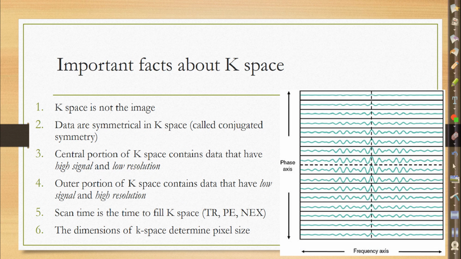Alright, so these are the most important things you need to remember about K-space. There's several facts that apply every time you fill K-space. These are always going to be true. Number one, K-space is not the image. This is where we're storing the raw data that still needs to go through the fast Fourier transformer, which occurs in the array processor, to create the image. That fast Fourier transformer is a mathematical process that basically assigns a certain shade of color per pixel.